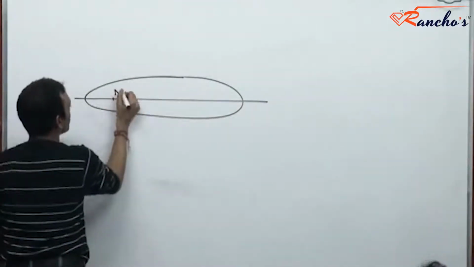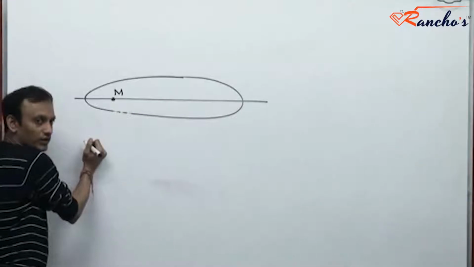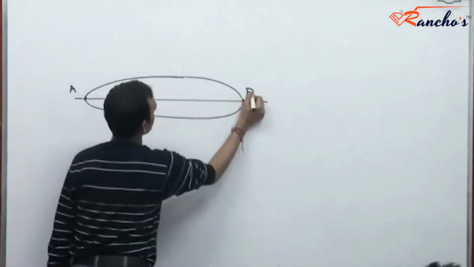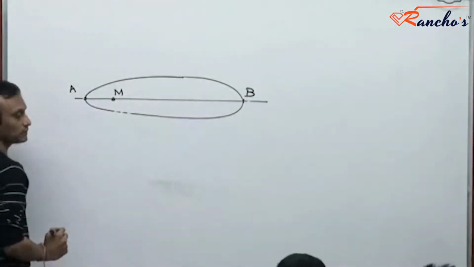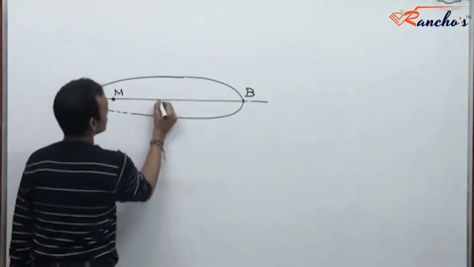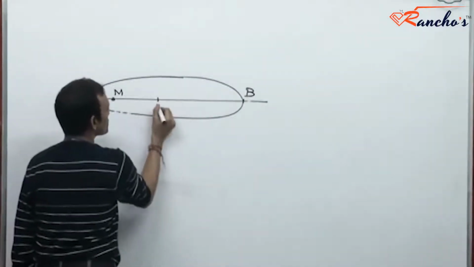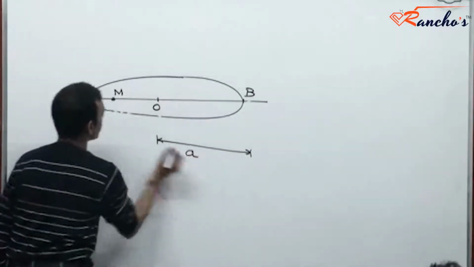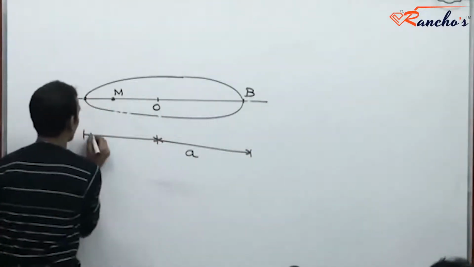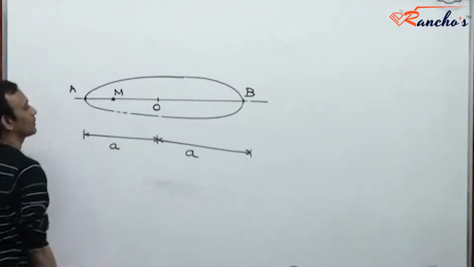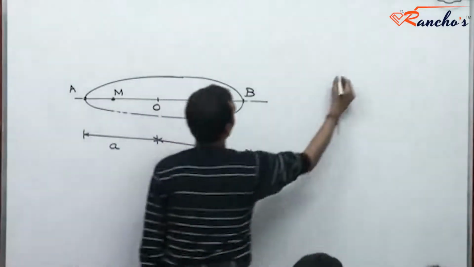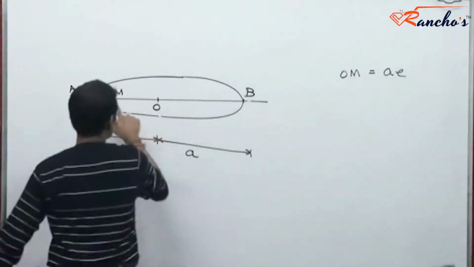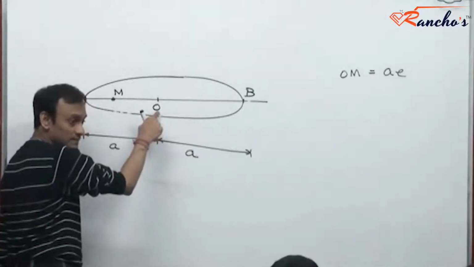Let's say the gravitating mass M is at one of the foci, and these are the extremities of the major axis of the path described. This is the center O, with OA and OB being equal to a, the semi-major axis of the elliptic path, and OM being a times e, the eccentricity of the ellipse. M is one of the foci, O is the center of the ellipse, right?